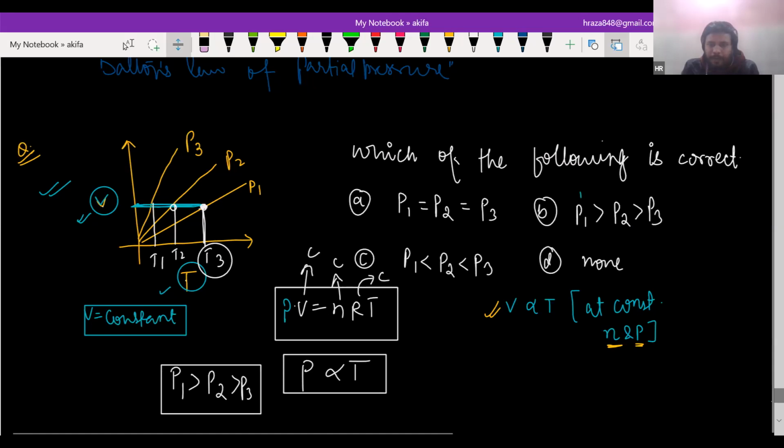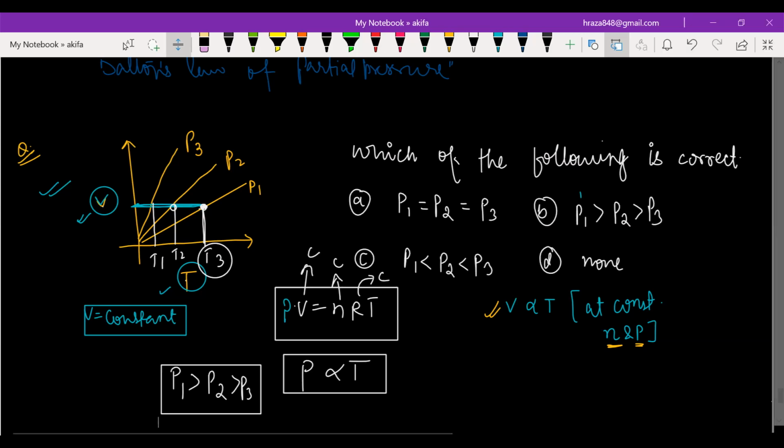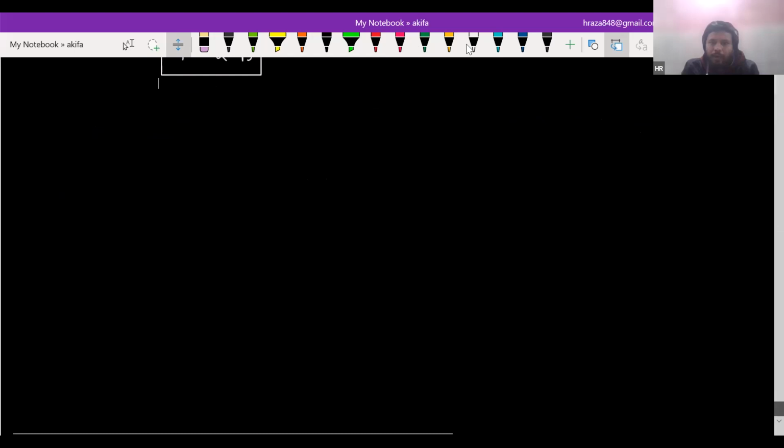Can I change the slide? Yes, done. Okay, very good. Moving to the next question, a similar question. This is a graph between P and T. Now this is V3, this is V2, and this is V1.